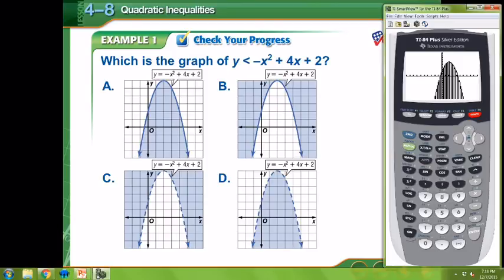Now, the calculator is not going to let you do a dotted line or a solid line. It only does a solid line here. So that may help you determine if you should have shaded inside the parabola or on the outside of the parabola, as long as you know that above is greater than and below is less than.